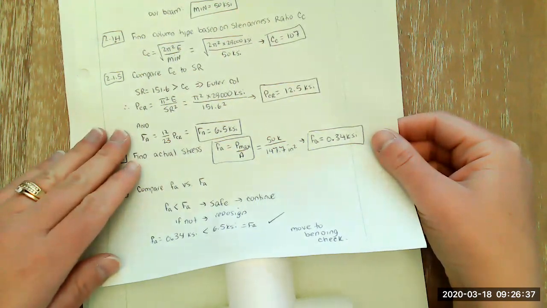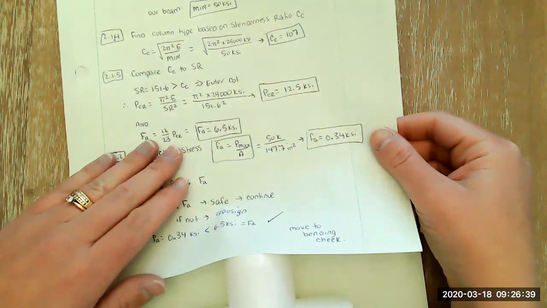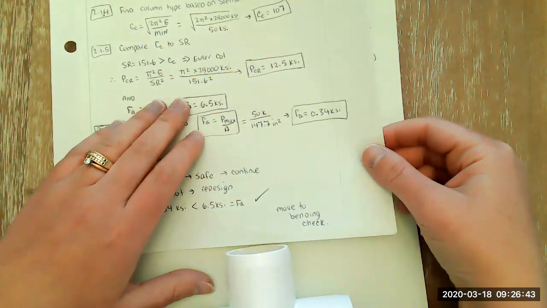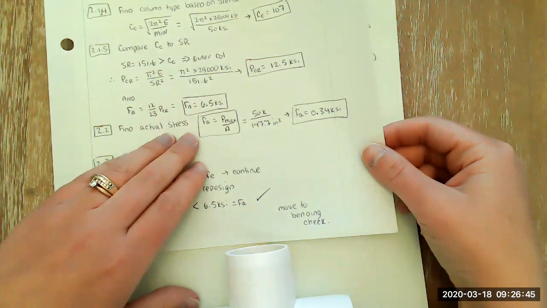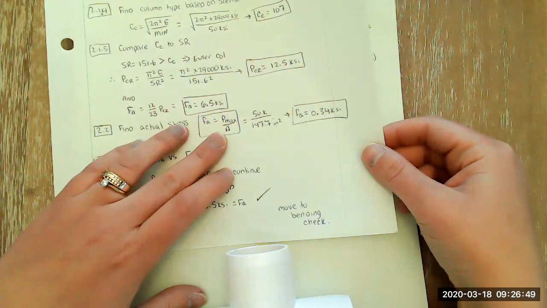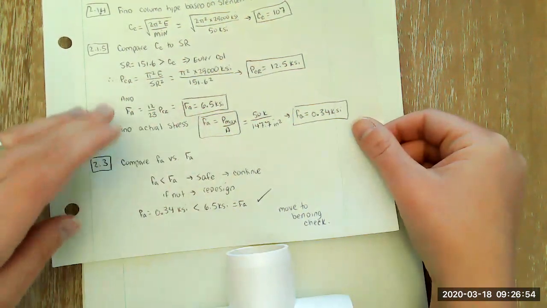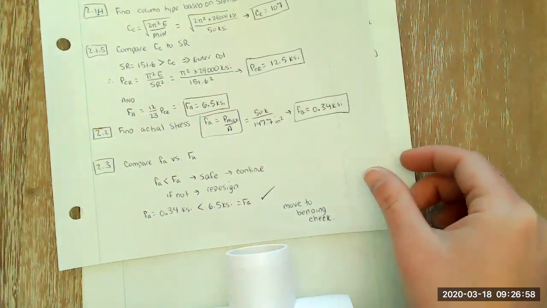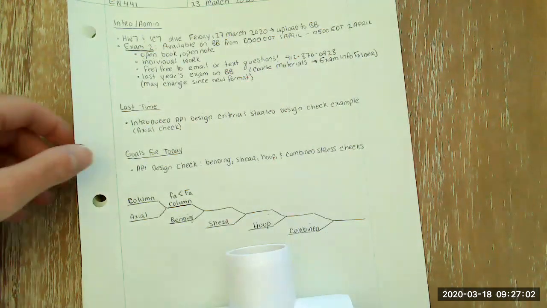And we can then calculate our allowable stress based on a modification to Euler's equation and compare that to the actual stress, which is just our maximum compressive load divided by our cross-sectional area. We have an actual stress that's much less than our allowable stress, so our design checks out and we can move on to bending. All right, so let's go ahead and continue.